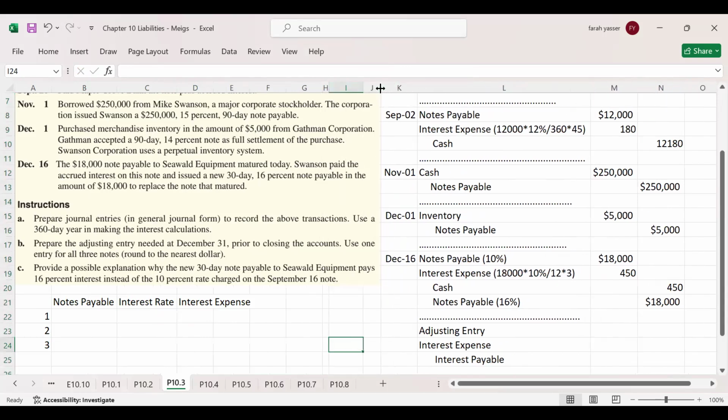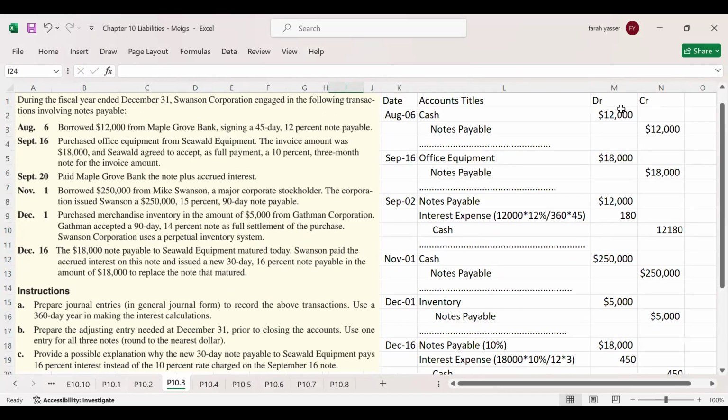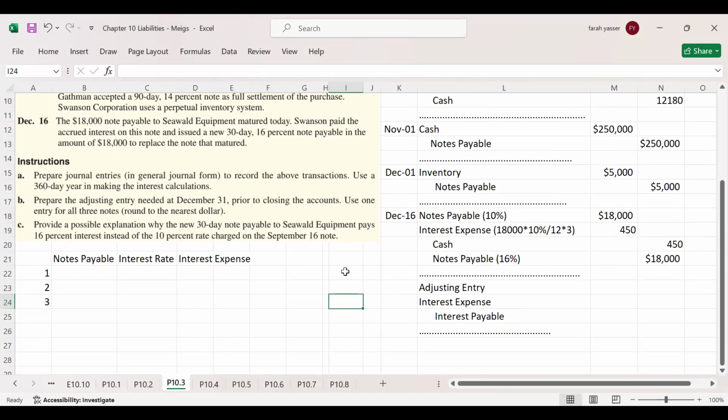You can see the first note is from the start. We have paid this note, so we are not going to calculate any interest on it. On 16 September, we converted this note into a new note. So this note is converted or canceled out, and we are not going to calculate interest on it as well. Then this one, the $250,000 note.